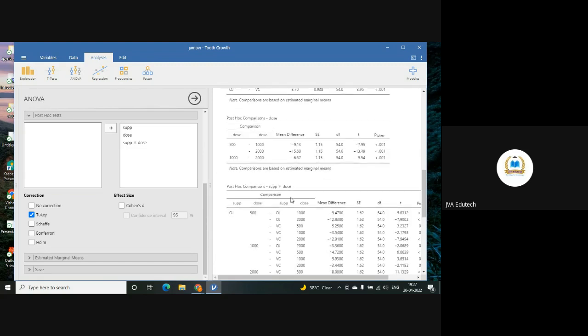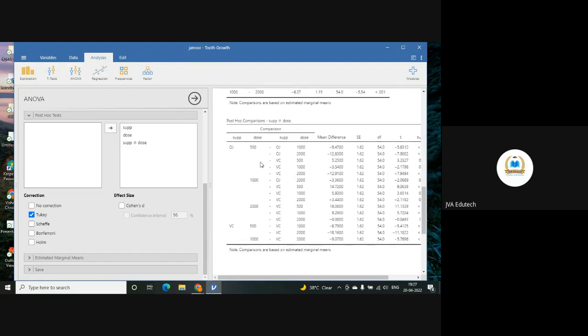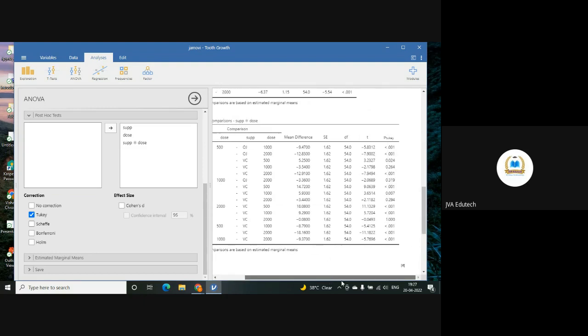And when given in combination, you can see 500 mg when given with orange juice and 500 mg when given with vitamin C. You can see p is less than 0.05, so a significant effect is there.